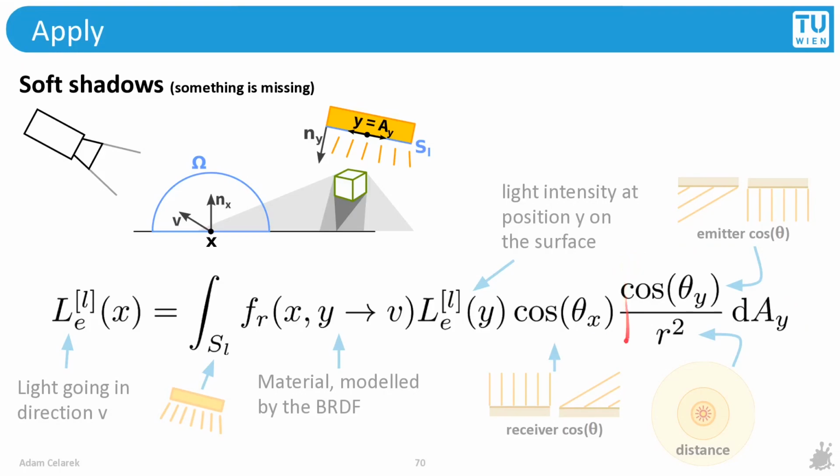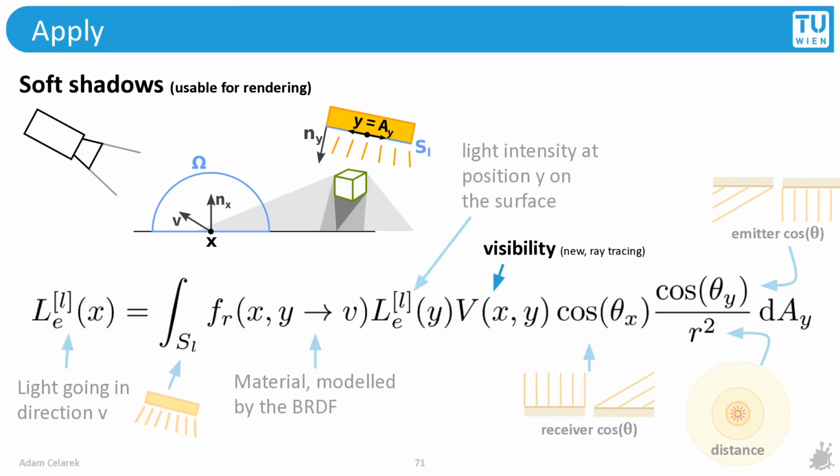We have made the change of variables for the light source. We have the receiving cosinus. We have the light intensity on the light source now, and we have the material. But this is not all. Something is missing. Do you know what? The visibility term. It is computed using ray tracing.